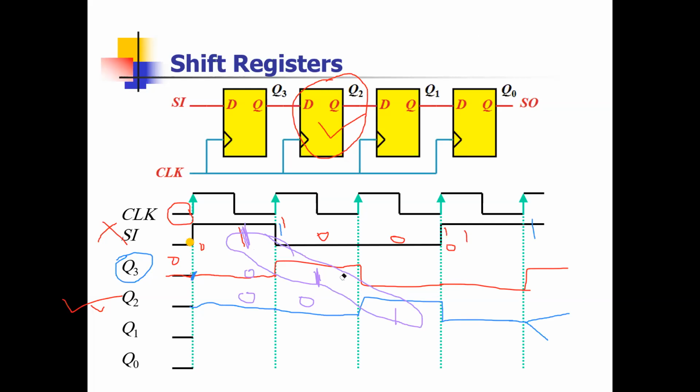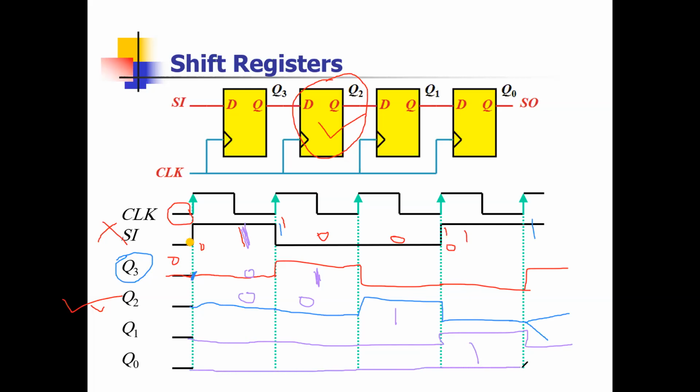Now for Q1, what is the input for Q1? Q2. So now I will check this Q2. Look, 0, 0, 0, 0, 1, 1, 0. Look, 1 is here now. Shifting occurring? Yes. And for the Q0, all of them are 0 except the last one.